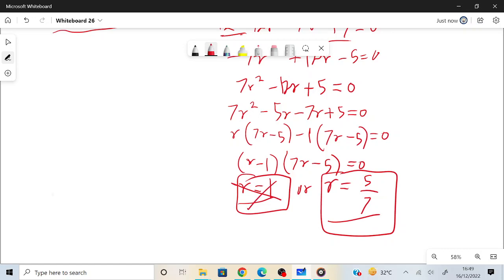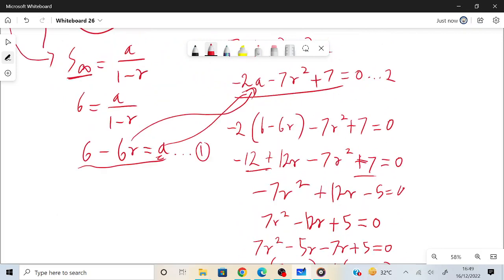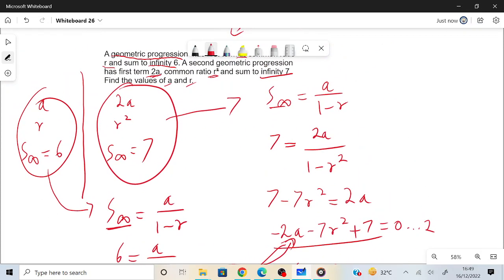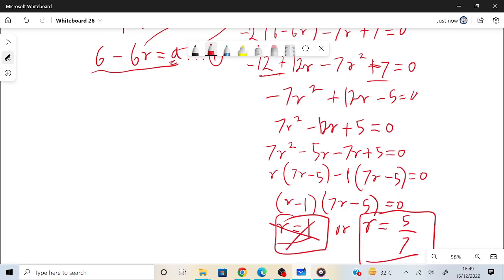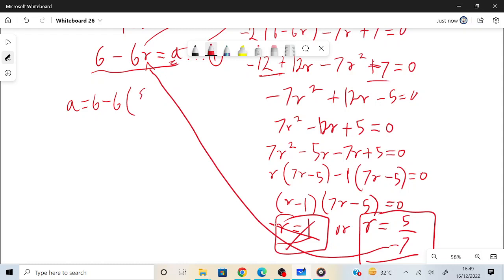So we use our value of r as 5 over 7 to now find our a, because the question, remember, said find the values of a and r. We found the value of r, now we need the value of a. To get the value of a, we can simply substitute our value of r of 5 over 7 over here to solve for a. So we now have a equals 6 minus 6 into 5 over 7. Your a would now be 6 minus 30 over 7, if I'm not wrong. Okay, it should be 12 over 7.